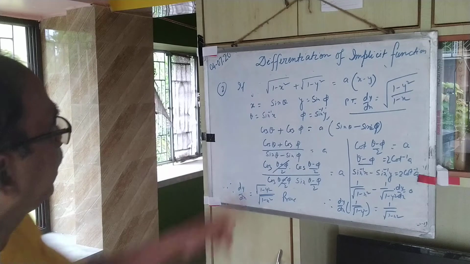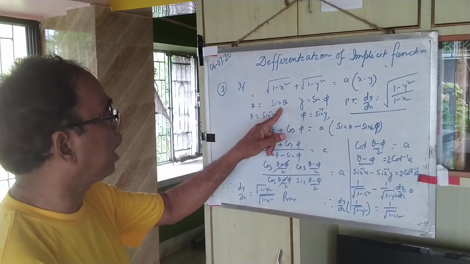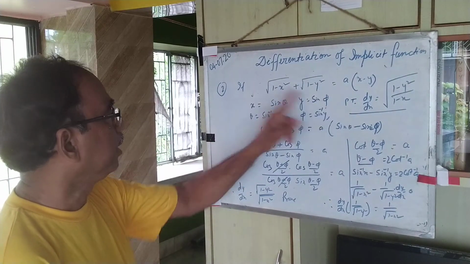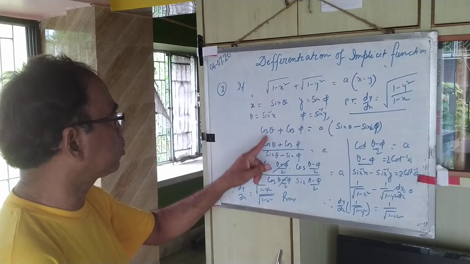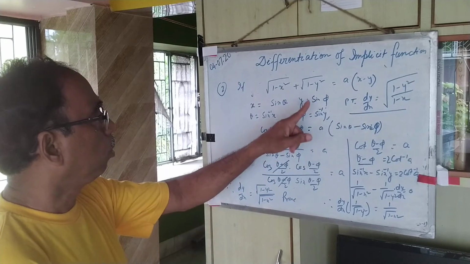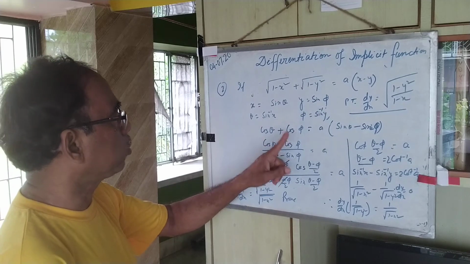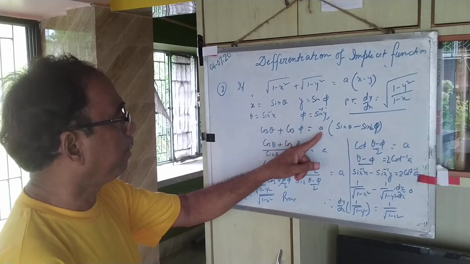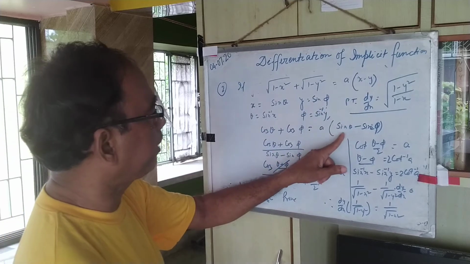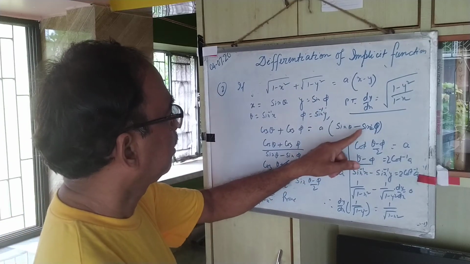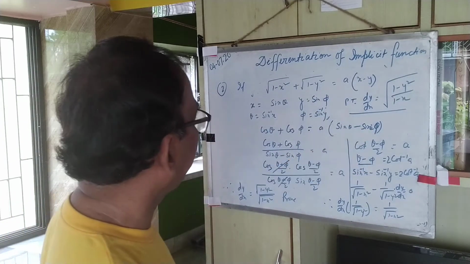I am telling again, here x equals sine theta, y equals sine phi. So 1 minus sine square theta is cos square theta, that is only cos theta. 1 minus sine square phi means cos square phi, that is only cos phi. My equals a, x which is sine phi minus sine theta minus sine phi.